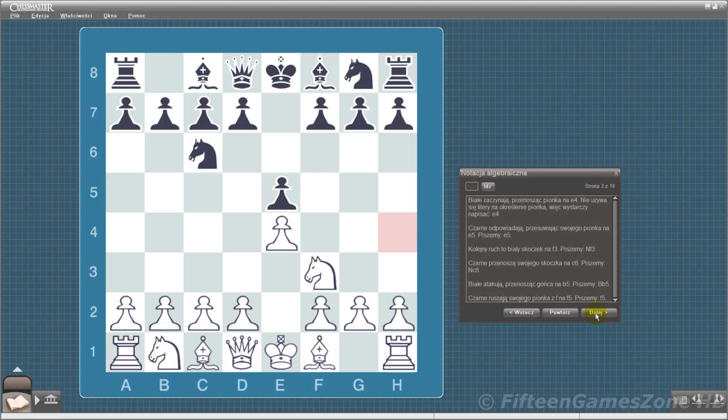White attacks by moving his bishop to B5. And you write capital B, B5. Black brings out his F-pawn to F5. You write F5.